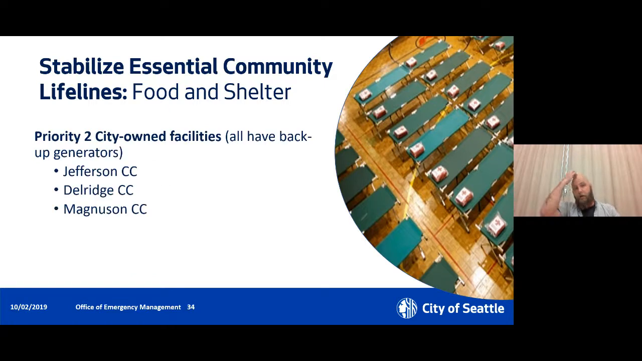There's also priority 2 city-owned facilities. So these are Jefferson, Delridge, and Magnuson community centers. These don't have that benefit of being adjacent to a school, but they do have backup generators. So, we may be able to ensure that we have power there at least, which is something we're going to want to start bringing people in.